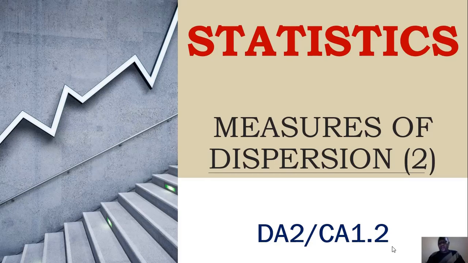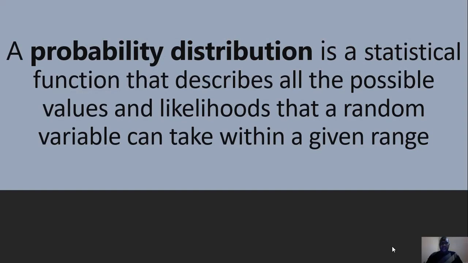And the other thing I'm going to do in this particular video is to look at how to calculate standard deviation when you are given a probability distribution instead of a frequency distribution. So let's understand what a probability distribution is from the onset. A probability distribution is a statistical function that describes all possible values and likelihoods that a random variable can take within a given range. That's what a probability distribution is.